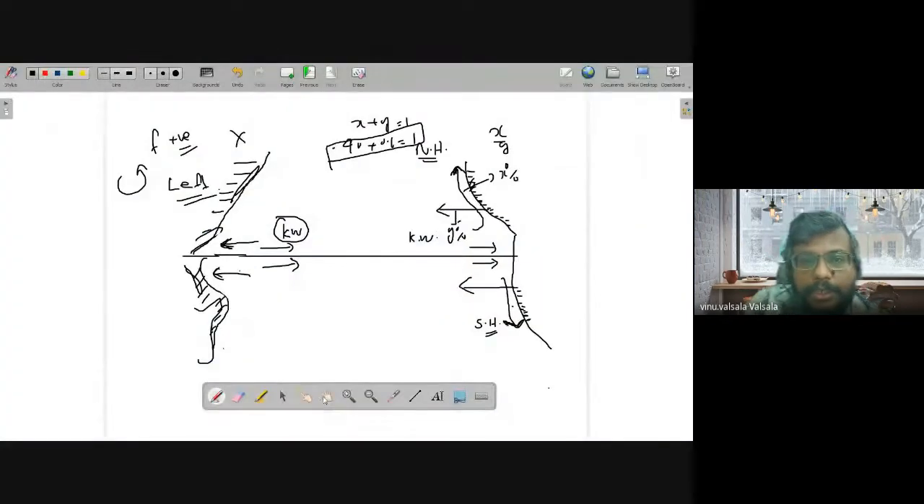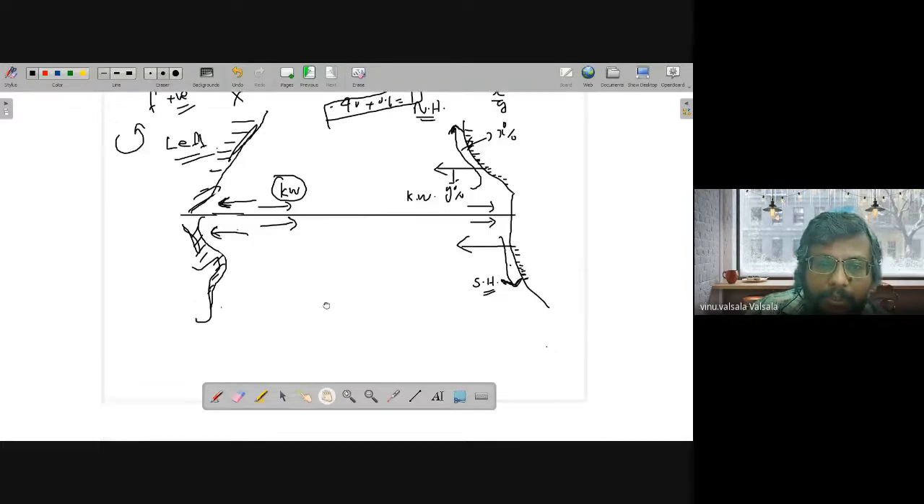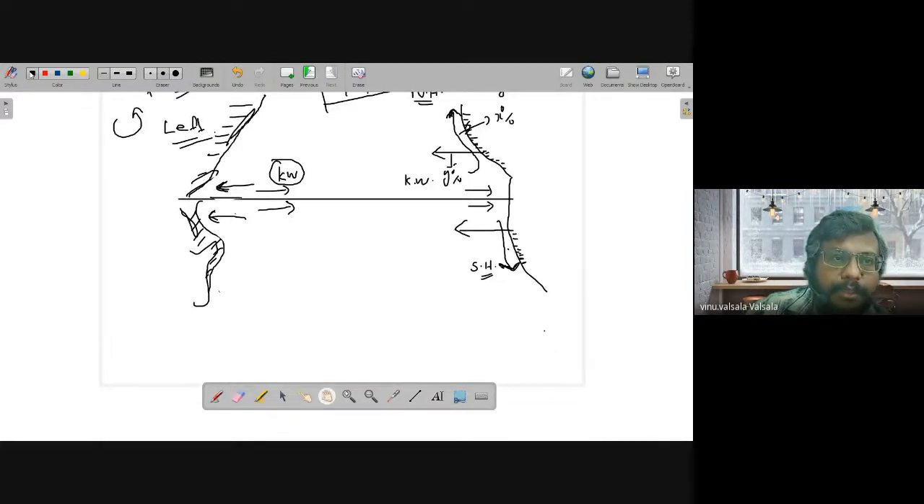Okay, so energy can reflect to the east. So that means, let me write down the possibilities here. Few possibilities: Kelvin wave at the east boundary reflects as a Rossby wave, and Rossby wave at the west boundary reflects as a Kelvin wave.